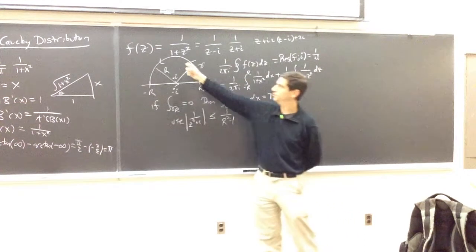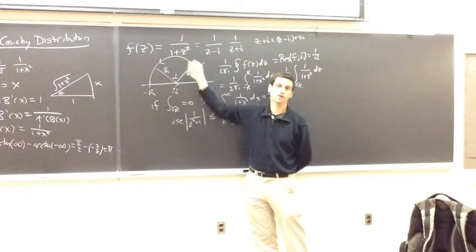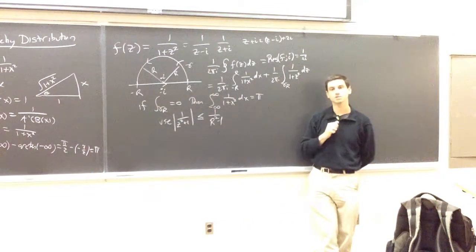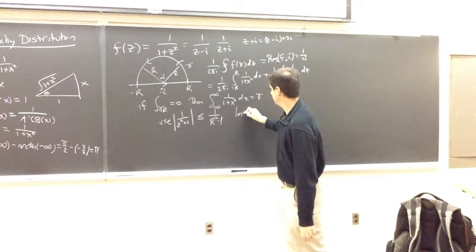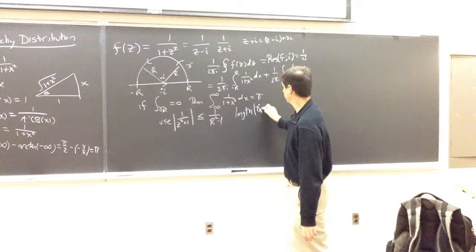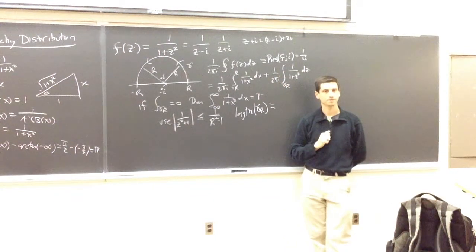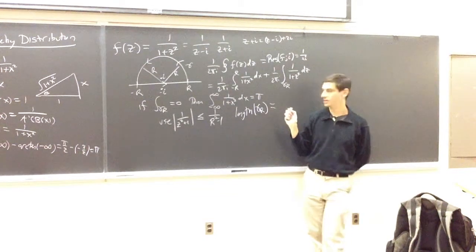Well, yeah, it could actually happen right up here at the very top. At the point ir, we'll get negative r squared. That's the worst case. Any other case, we're not going to get as much cancellation. So now, the length of gamma of r. What is the length of that curve? So how long is that top arc? Pi r.